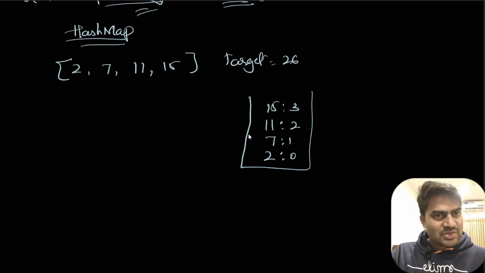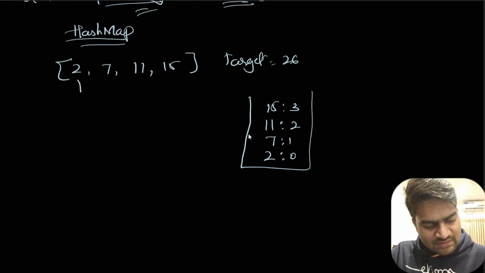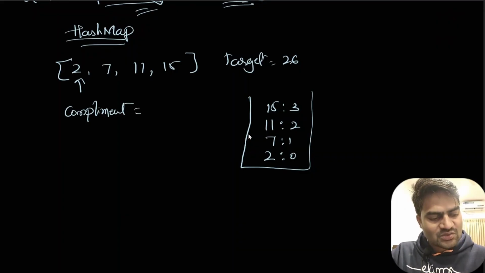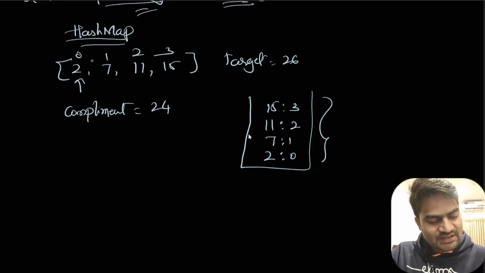Why are we using a hash map? Because the search in a hash map is of order 1. So I will use the previous logic. After this, I will start from the first number and check what its complement is. Now if 2 is the number, then its complement will be 24. I will check if it is present in this particular hash map. If that is the case, then we got the pair. Then we will simply return this index and the index we get from the hash map.